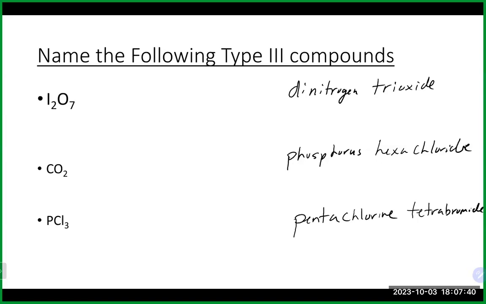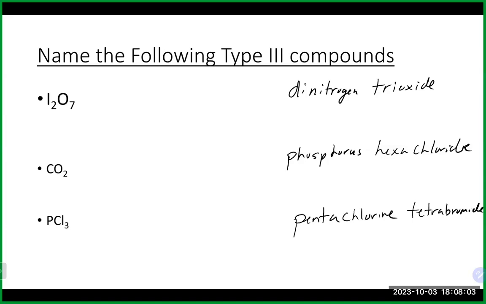Okay, let's take a look at these. And really, as I mentioned, these should be the fastest ones that you come across. So what you want to look at is pretty much what you're dealing with. So I see I, which is a nonmetal. I see O, which is also a nonmetal. So that tells me it's type 3. I don't have to worry about charges or figuring out anything. Pretty much just need to pick the right prefix for how many there are.